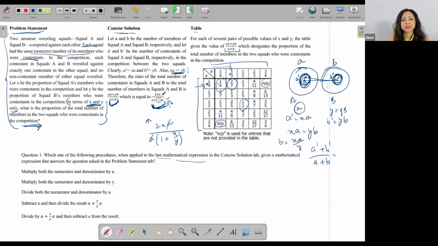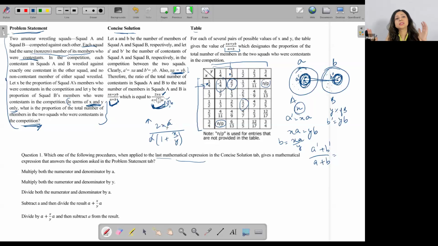So my step is that I have to cancel out the A from the numerator and the denominator, right? Okay. Look at the options. Multiply both the numerator and denominator by A. No, this is not multiplying both. In fact, we are dividing both numerator and denominator by A, right? This is something we say, okay, we are just canceling out.